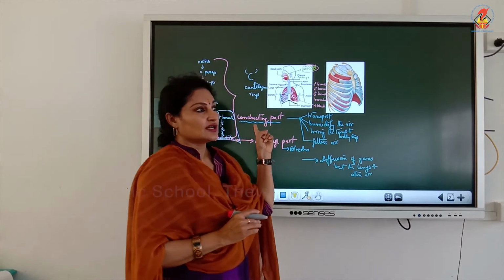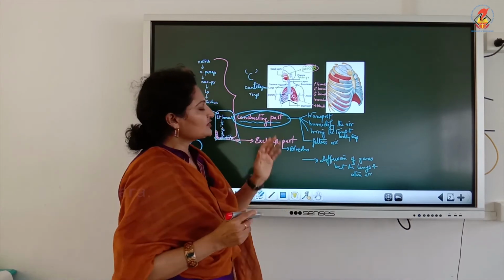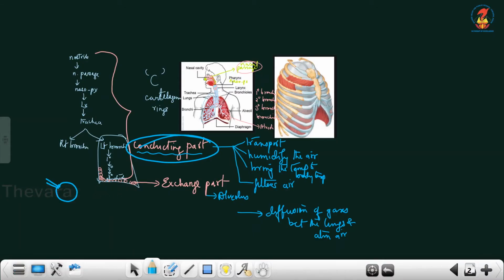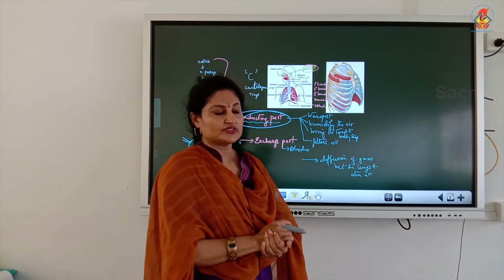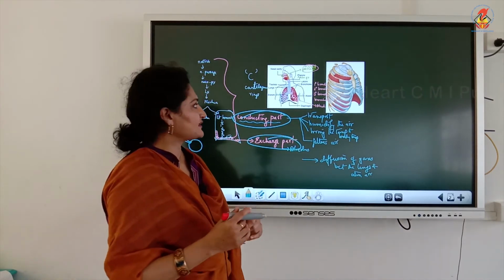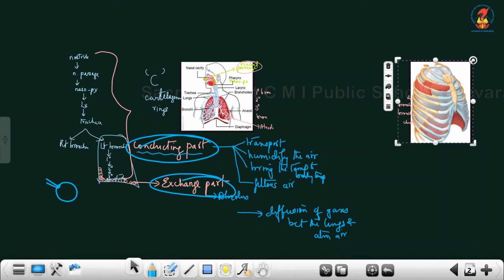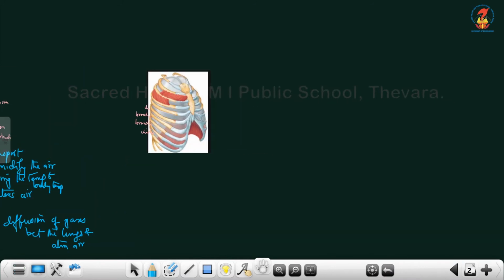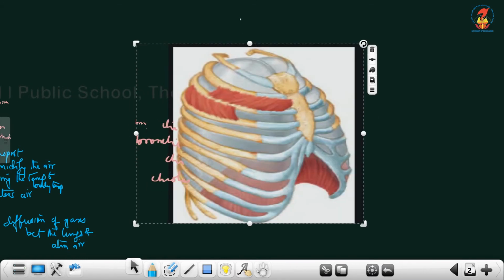Now the part I told you from the nostrils to the bronchioles is called the conducting part, and the functions of the conducting part are transportation of the gases, humidifying the gases, bringing the air to the body temperature, as well as filtering the air of foreign substances. And once again, the alveolus is involved in the exchange of gases. Now we know where our lungs are located. They are located in the thoracic cavity, and remember that chamber is known as the thoracic chamber, and there's an anatomical setup which is very relevant for breathing.